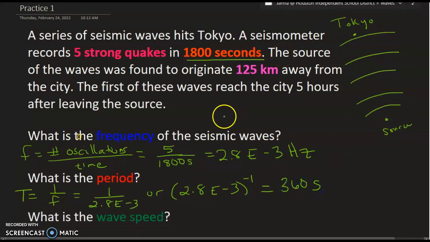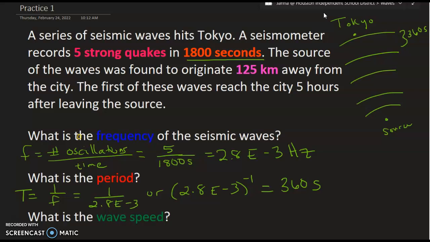So the period means that between each of the oscillations that hits Tokyo, between each of the rocking events, is 360 seconds apart. That's what the period indicates.